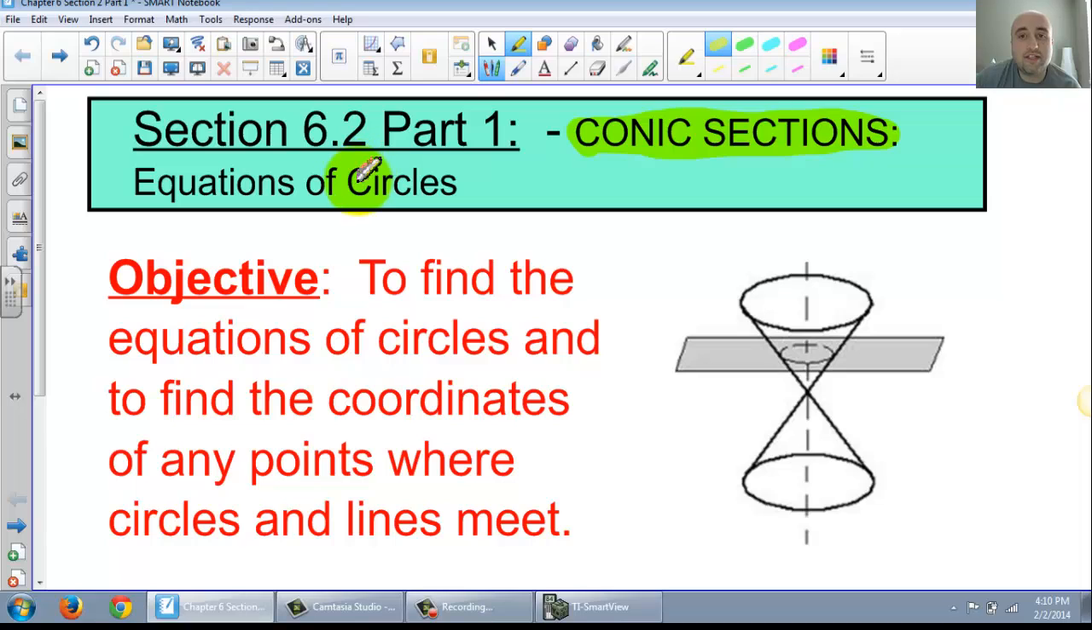Okay, and the first slice we're going to talk about are circles, and circles are very important. When you take the ACT test, there are a lot of questions sometimes on circles. So basically, we're going to find equations of circles, and we're going to find the coordinates of any points where circles and lines will meet. That won't make really any sense until we actually get into this subject.